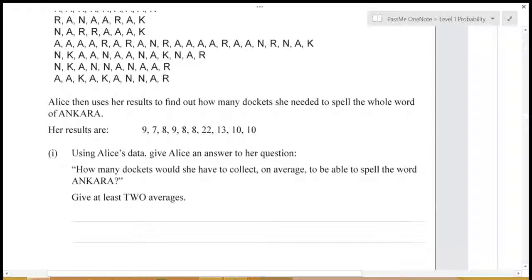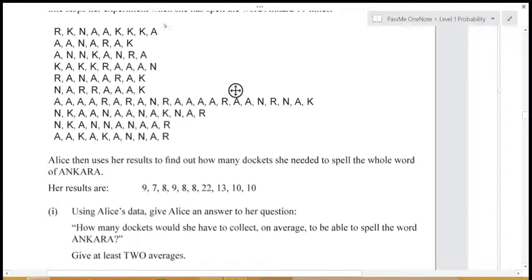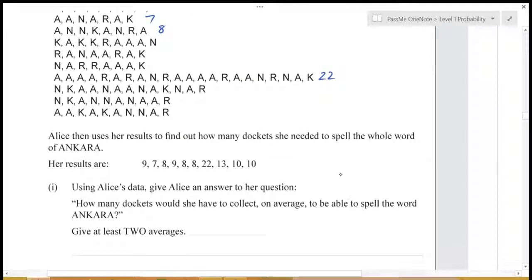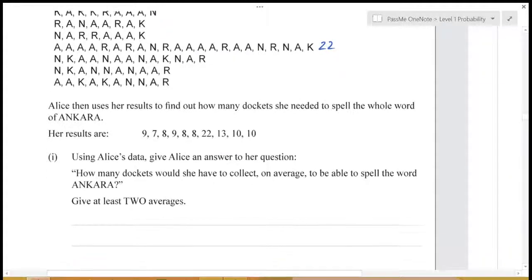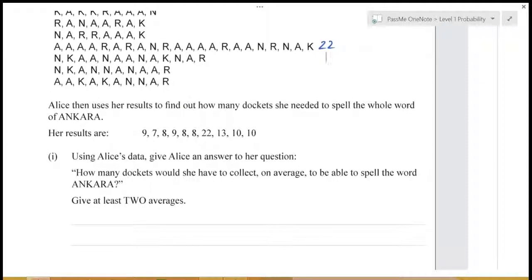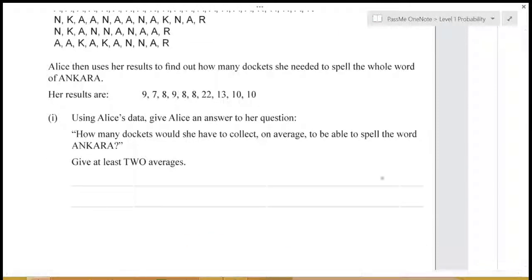These are the numbers for each. So this first one here, 9 times it took before she could spell. This one it took 7, this one it took 8, and so on, with the longest here which took 22. Using Alice's data, give Alice an answer to a question. How many dockets would she have to collect on average? Give at least 2 averages.